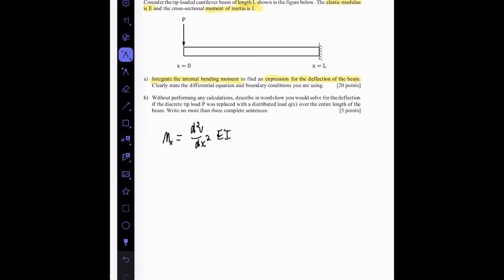And then for our boundary conditions, we're going to have v at x equals L is going to be equal to 0, since this is the fixed end of the beam, and dv/dx at x equals L is also going to be equal to 0, again, because this is the fixed end of the beam. These boundary conditions are going to be important later on when we're solving for the constants in the expression, but I'm getting ahead of myself. First, of course, we need to start by actually finding what the bending moment is.